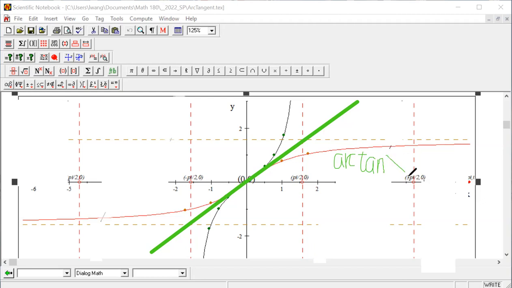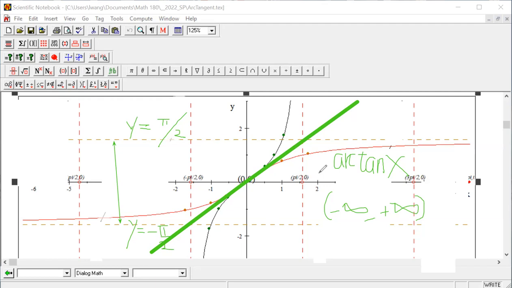Its domain is from negative infinity to positive infinity. And its range is from negative pi over 2 to pi over 2. So its range is right between these two lines, okay? The line on the top is y equals pi over 2, and the line on the bottom is y equals negative pi over 2. I hope that's clear to you.